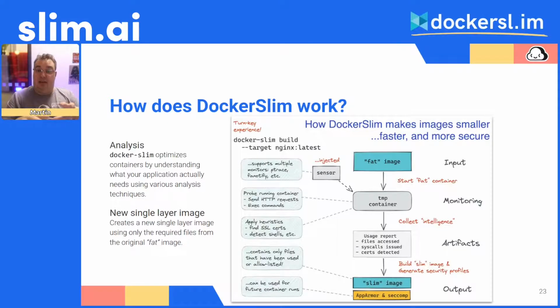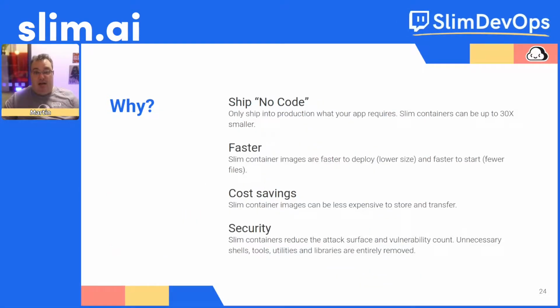And you can understand how your container image was transformed before and after by using either the Slim SaaS platform or the Slim.AI Docker desktop extension to see exactly what happened in that transformation. And there are a number of benefits to slimming containers. So you should slim.